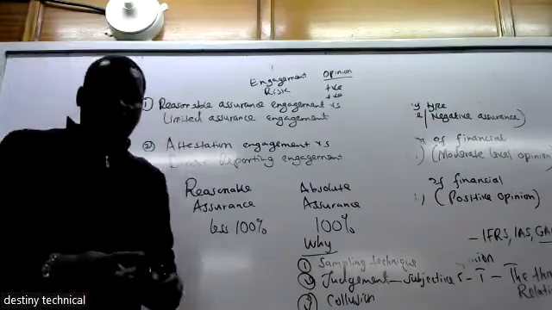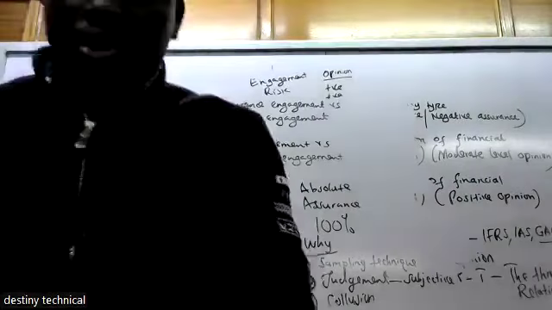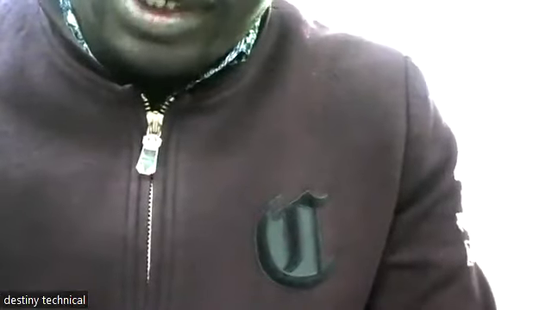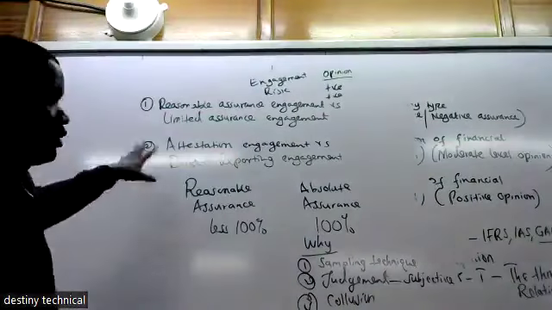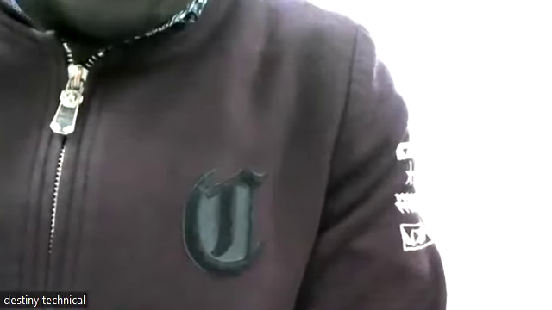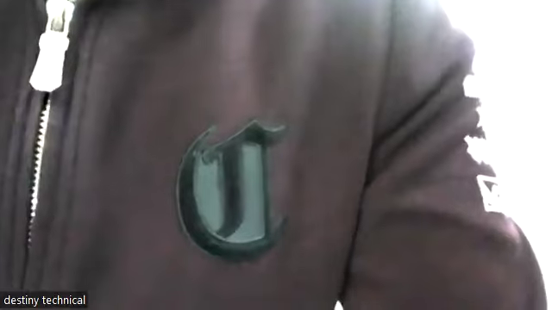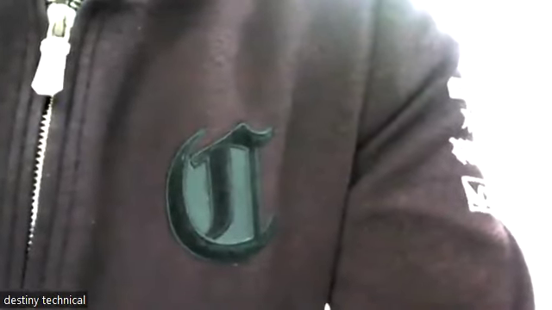So let's start with the first one, reasonable assurance engagement. We start with the first ISA. The subtopic was classification of assurance engagements.